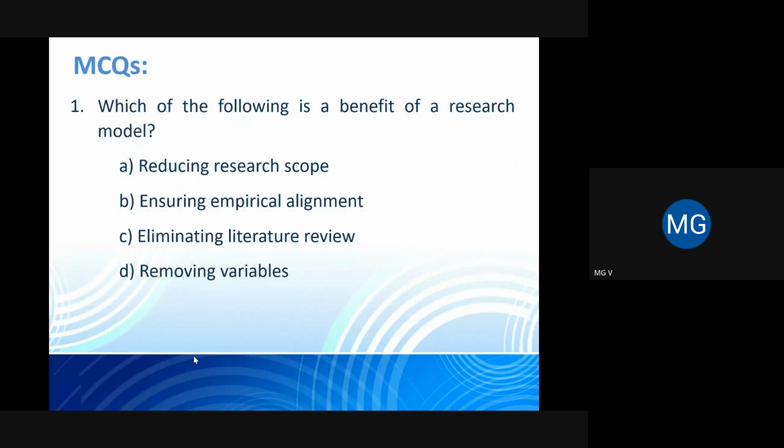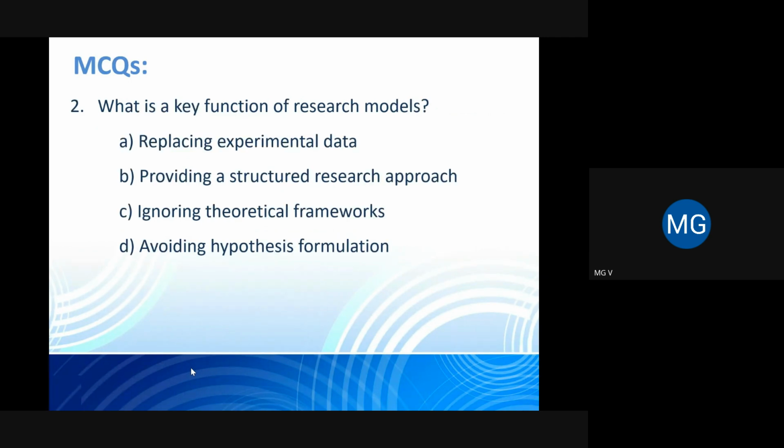Which of the following is a benefit of research model? Reducing research scope, ensuring empirical alignment, eliminating literature review, or removing variables. B, ensuring empirical alignment. Very right. It is B, ensuring empirical alignment. If you are able to respond to the MCQs, it means you have grasp on the concept. Only then you can answer the MCQs.